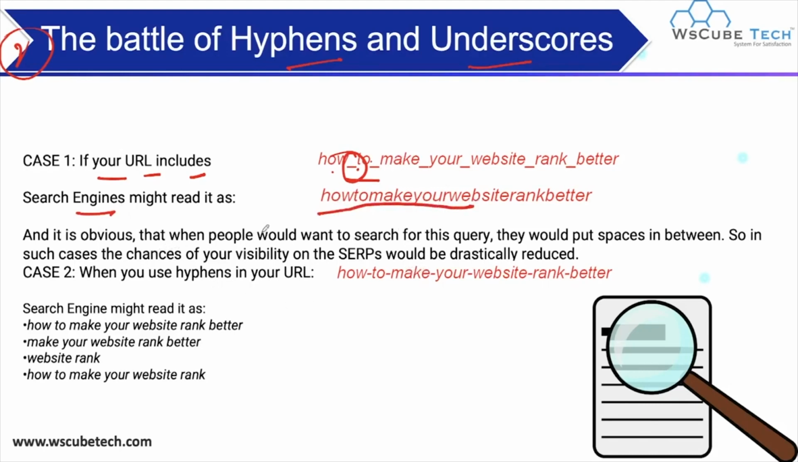And obviously, when people want to search for this particular query, they would put spaces in between. So in such cases, the chances of your visibility on the search engine result page would be drastically reduced. But when you use hyphens, the search engine reads it as how to make your website rank better. This is exactly what your user mentioned in the query. So these are all the forms of how your search engine reads it if you use hyphens. So the result is that we have to use hyphens instead of underscores.